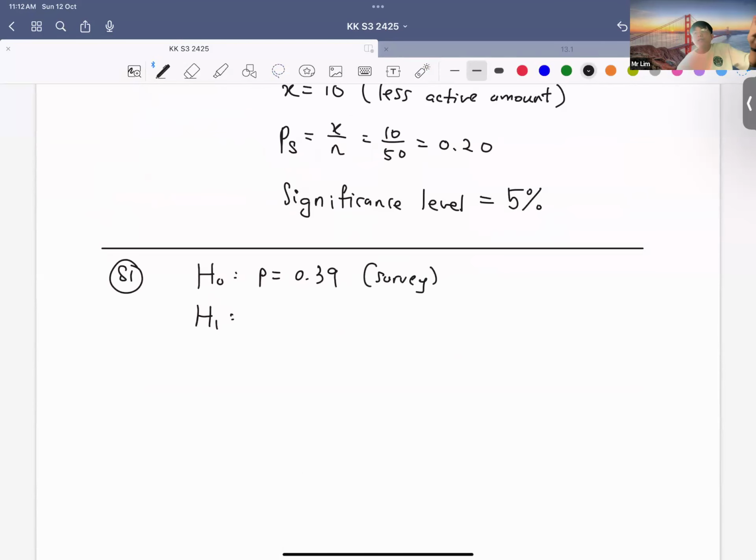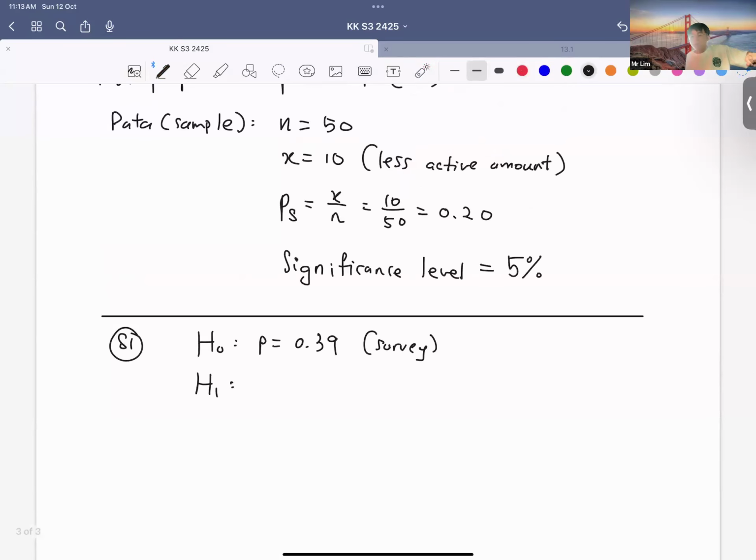H1 is something that you wish to see whether it is true or not, based on your survey. Let's say this is your survey. I do not know whether those of you are so honest that only 20% are less active, but it's okay, let's be honest to our data. Let's say our data says 10 out of 50 are less active. So that means 0.20.